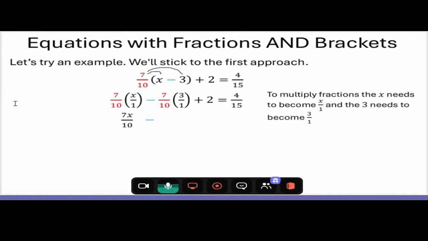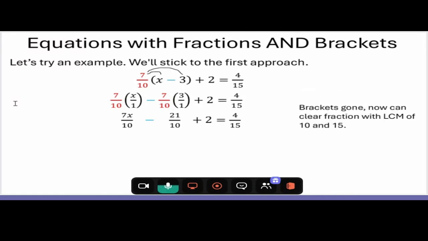7 times 3 is 21 on the top. 10 times 1 is 10 on the bottom. Plus 2 equals 4/15. None of that changes. Okay, now we've dealt with the brackets. Now we can proceed with what we did on Monday, which was to clear out those fractions. So this is a good little reminder of what we did Monday.